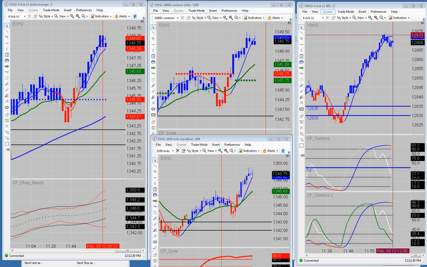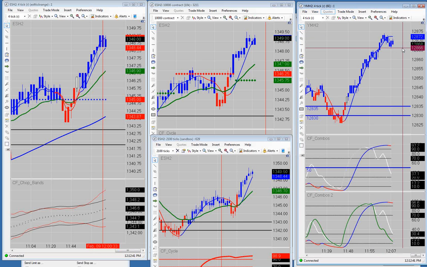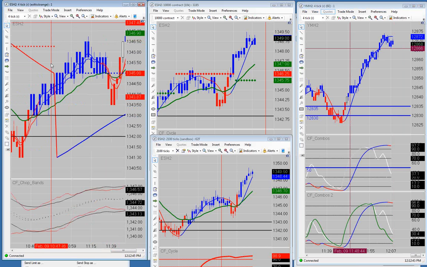Let me just see something here. Yeah. We'll look to take that trade if we get the opportunity. We'll go long there again. The risk on this trade would be down here below 12,866. Okay, 12,866.